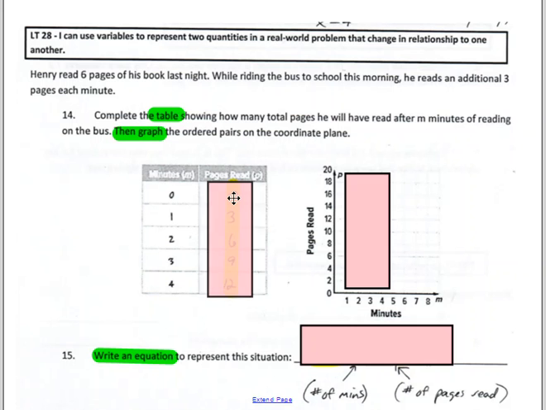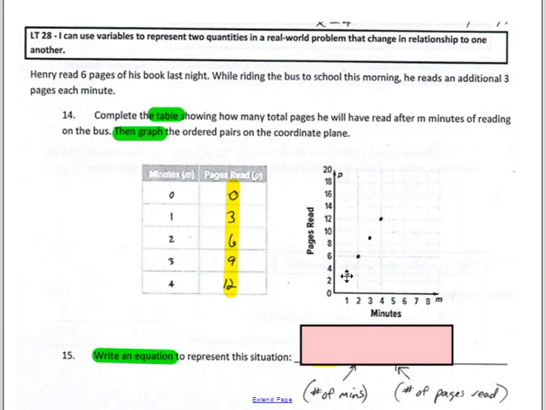First thing you could realize is this table right here. If he is reading 3 pages every minute, well, 0 minutes would mean he's read 0 pages. And then every minute would be 3 more pages. So 1 minute, 3, 2 minutes, 6 pages, and so on. This is one way to organize the table. And then if you graph that, well, in 1 minute, he read 3 pages. So over 1 and then up to 3. In 2 minutes, 6 pages. 3 minutes, 9 pages. And 4 minutes, 12 pages.